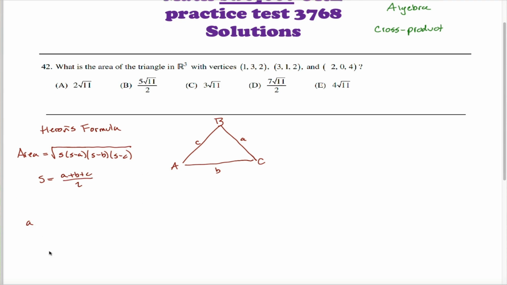To figure out a, I need to know the distance between vertices B and C. Vertex B has components 3, 1, and 2. Vertex C, as I learned the hard way, has components -2, 0, and 4. I went through and I solved the problem with 2, 0, 4. It works out really nicely, but it doesn't produce any of these answers. Hopefully your test prints better than this PDF did.